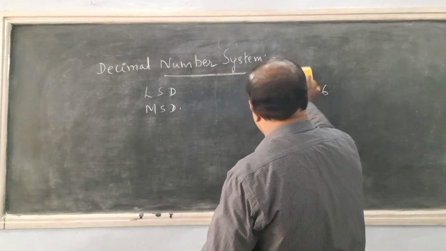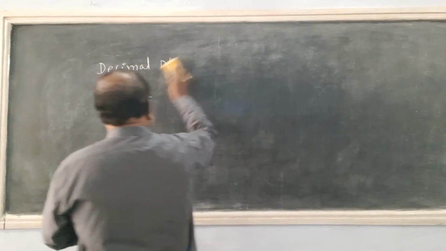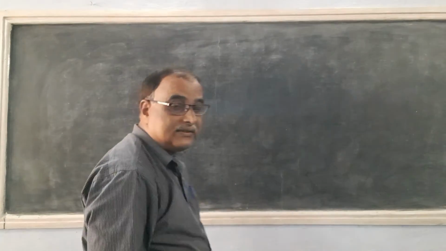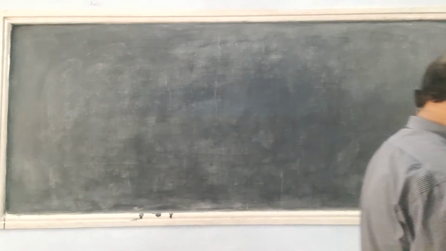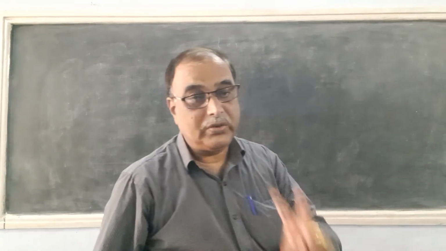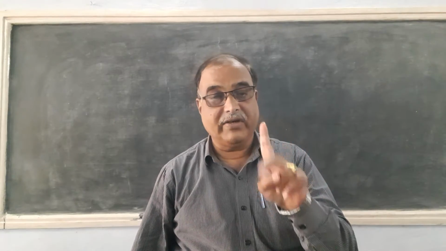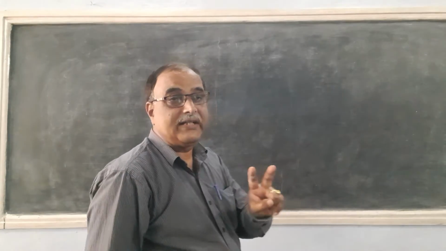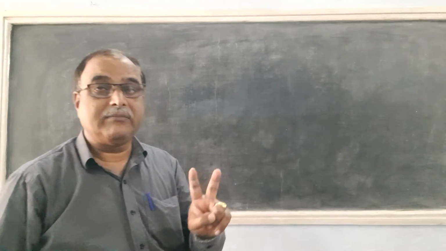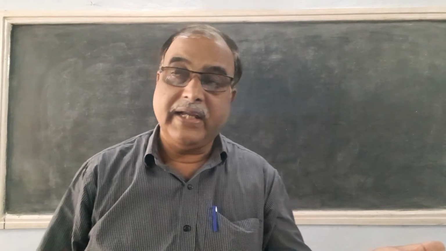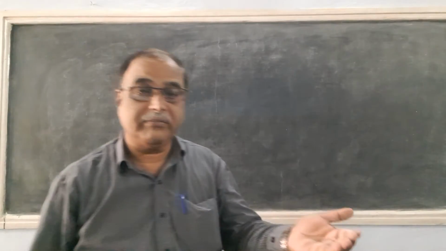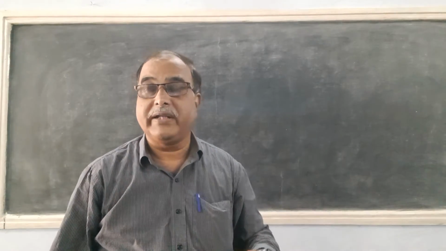the binary number system. Now as the name itself indicates, the binary number system consists of only two digits, 0 and 1. Any number can be represented by two digits only, that is 0 and 1. So that's why it is called the binary number system. Now you can convert a binary number into a decimal number or a decimal number into a binary number.